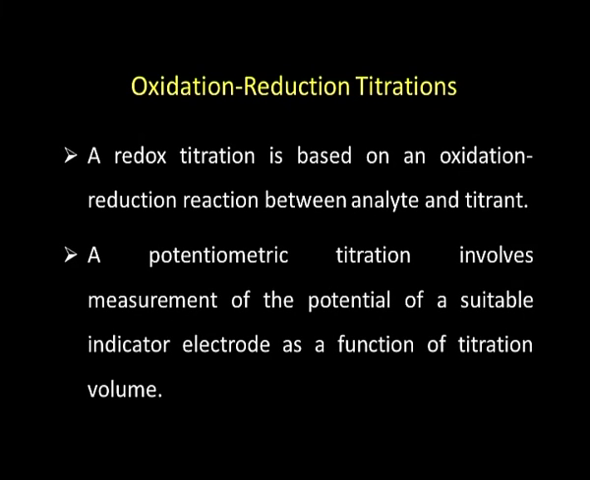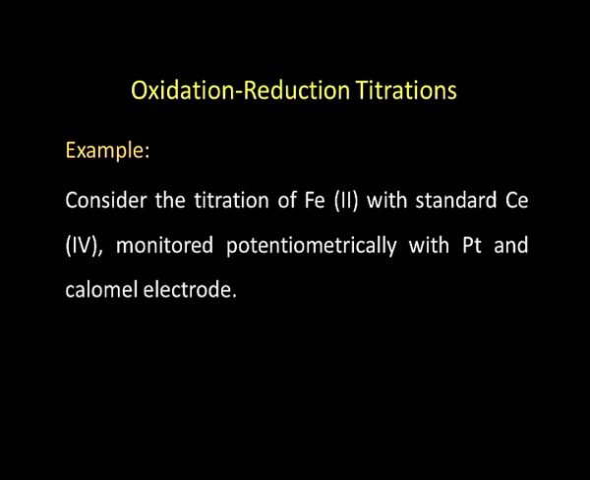A potentiometric titration involves measurement of the potential of a suitable indicator electrode as a function of titration volume. For example, consider the titration of iron 2 with standard cerium 4 monitored potentiometrically with platinum and calomel electrodes. In this case, we can write E is equal to E naught plus 0.059 by n log oxidized divided by reduced.